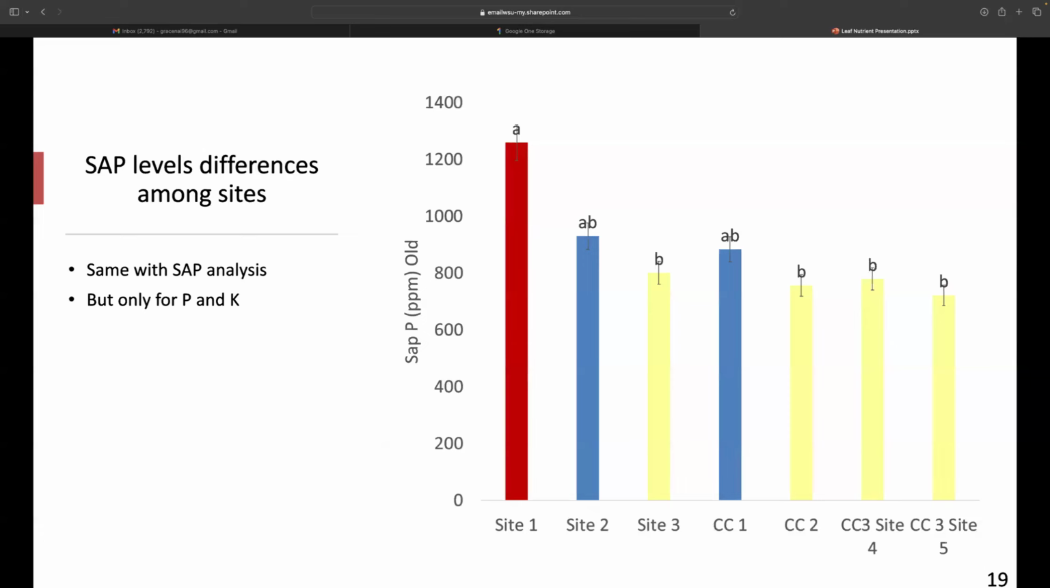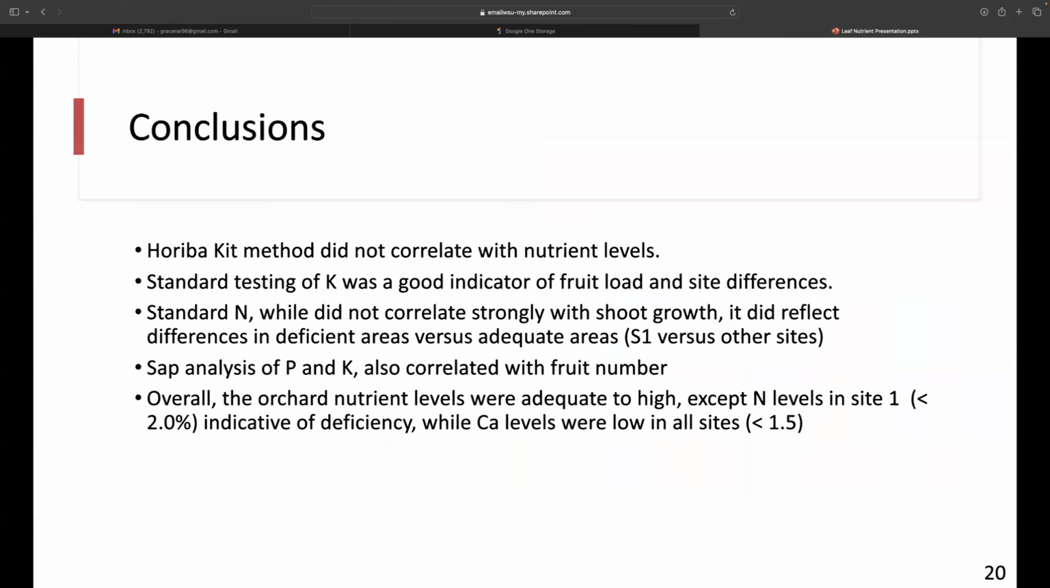SAP level differences among sites. In the same way, site 1 B and K values were high compared to those of sites 3 and 5. That's why this is positive and encouraging. In conclusion, the HORIPA kit method did not correlate with nutrient level. Standard testing of K was a good indicator of fruit load and site differences.